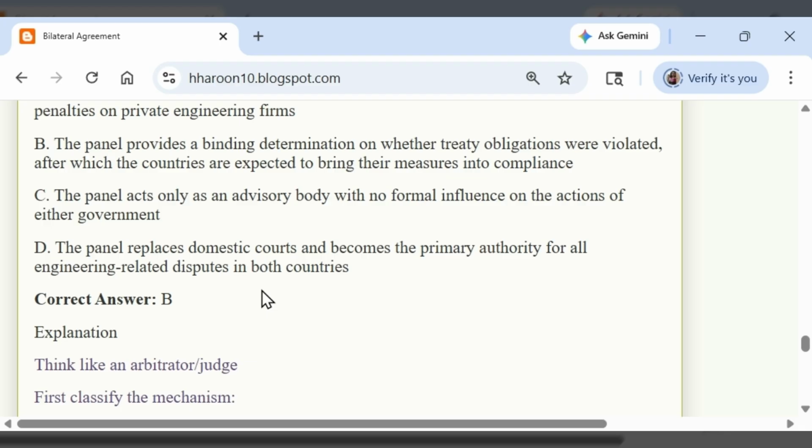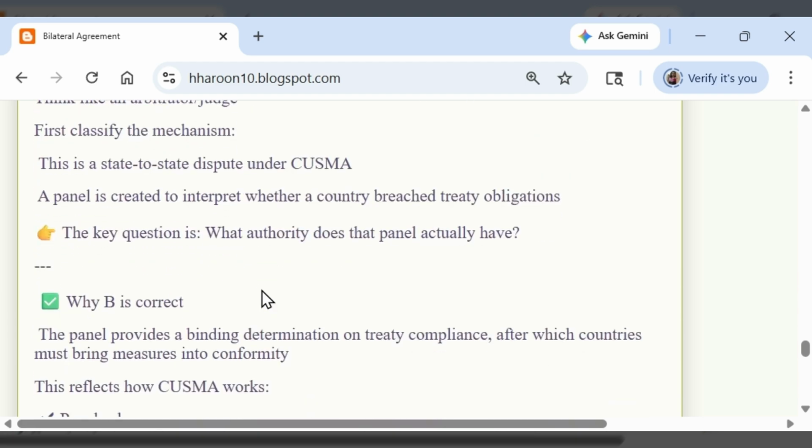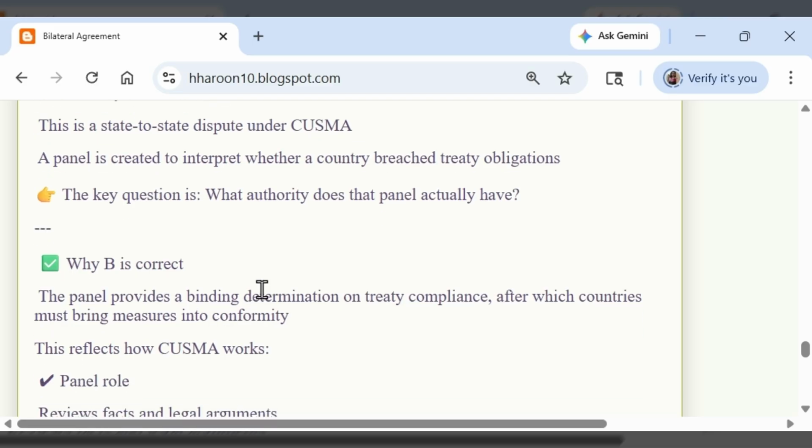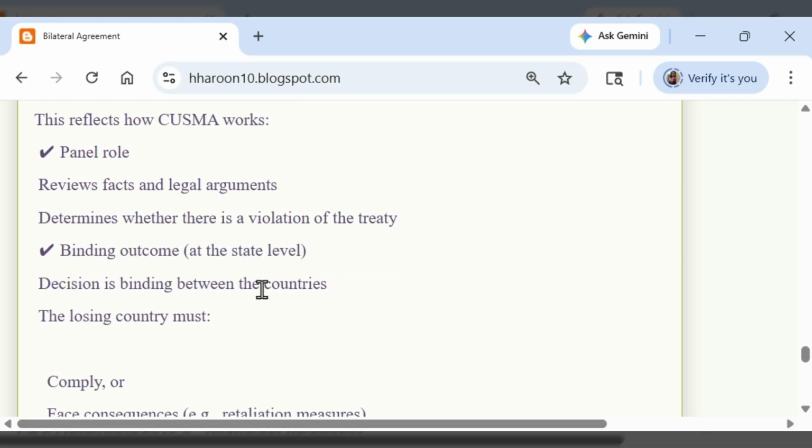Explanation. Think like an arbitrator judge. First, classify the mechanism. This is a state-to-state dispute under CUSMA. A panel is created to interpret whether a country breached treaty obligations. The key question is, what authority does that panel actually have? Why B is correct. The panel provides a binding determination on treaty compliance, after which countries must bring measures into conformity. This reflects how CUSMA works.